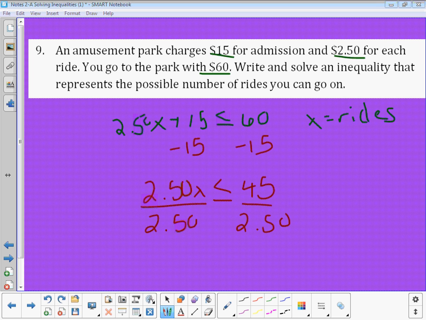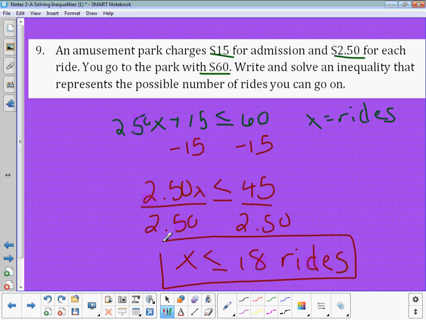So when I take 45 divided by 2.50, I get that x is less than or equal to 18 rides. So that means that I can go on up to 18 rides. I can go on 18, I can go on 17, but I can't go on 19. So that's how many rides I can go on at the amusement park.